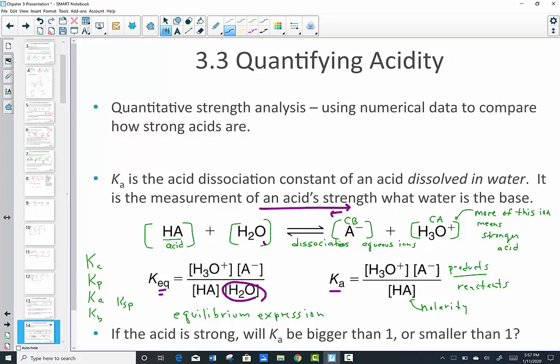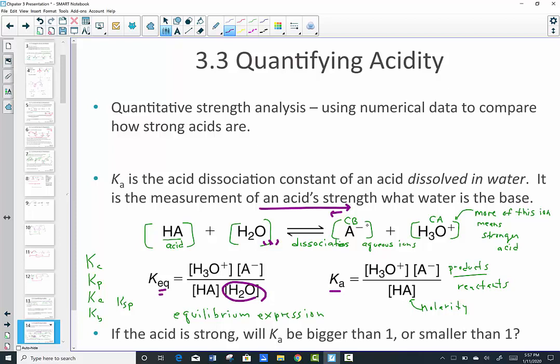If we have a strong acid, we favor the forward direction of this equilibrium. We have very high concentrations of the ions. We have a big number over a smaller number. And so you can see Ka is very large, bigger than 1, for strong acids.